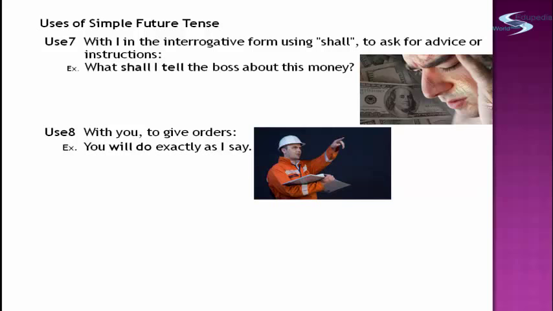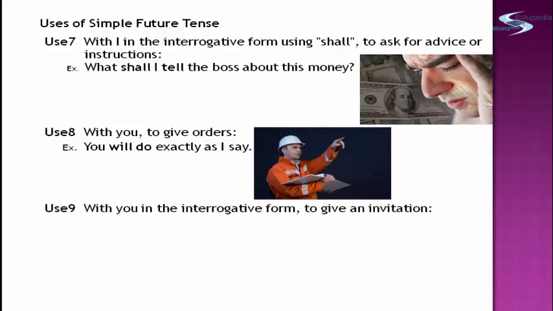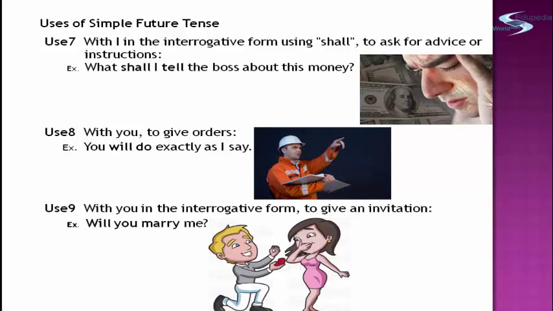Or else, I don't know. This is giving orders. Use 9. It is used with you in the interrogative form to give an invitation. For example, will you marry me? So, the verb in the future tense, marry, is with the word will. This is in the future tense, to give an invitation.